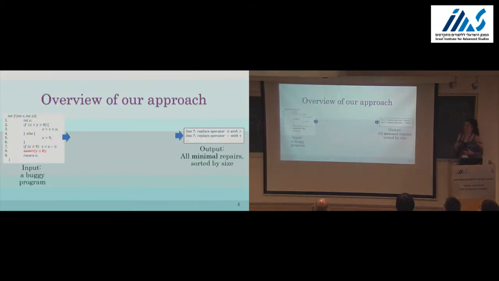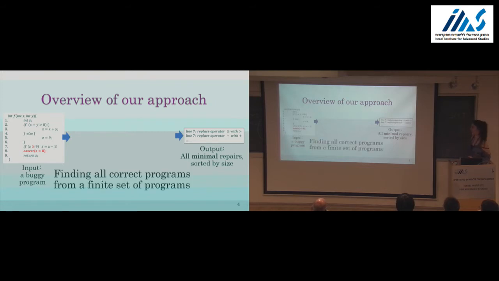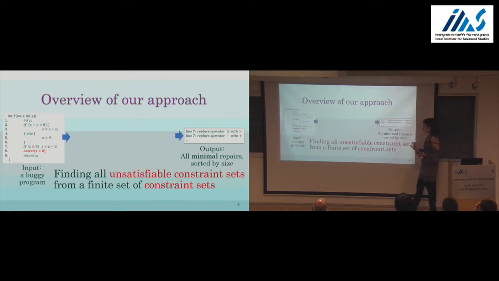How do we do this? Very, very shortly, I'll explain an overview. We make a reduction from our original problem, which is to find all correct programs from a finite set of optional programs created using our finite mutation list. We reduce this problem to the problem of finding all unsatisfiable constraint sets from a finite set of constraint sets. How do we do this?